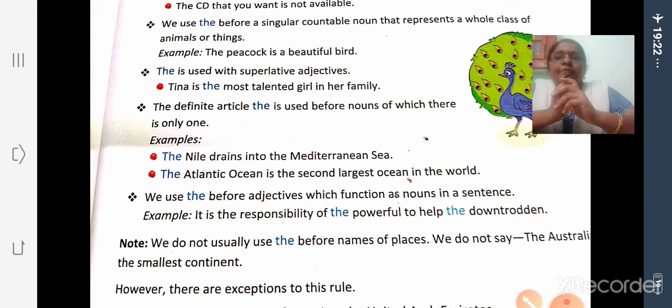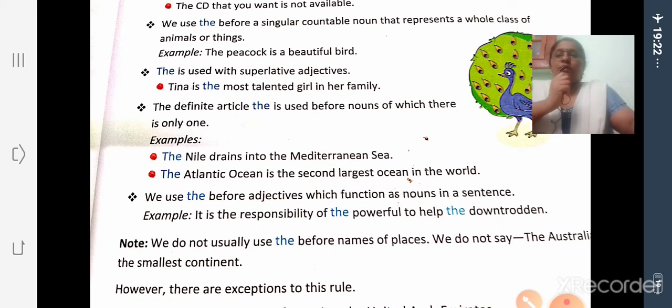Then the definite article the is used before nouns of which there is only one. If there is only one thing, we can use the: the Nile, the Atlantic Ocean. The sun gives us heat and light. The moon revolves around the earth. So all these are only one in this world. So for referring to such things also we can use the.